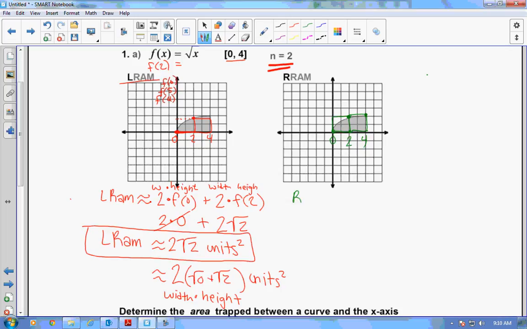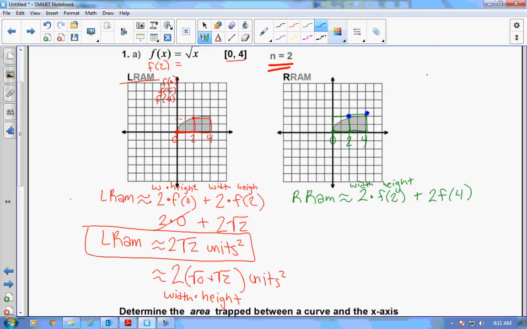Okay, so we have our RAM is approximately width times the height. We have a width of 2. What is the height? What's the height of this first rectangle? F of 2. Plus, we have a second rectangle, same width, but what's its height? F of 4, because we're using this endpoint and this endpoint.